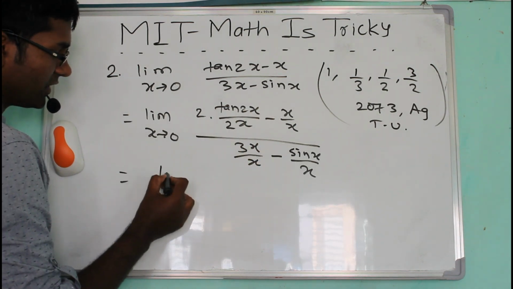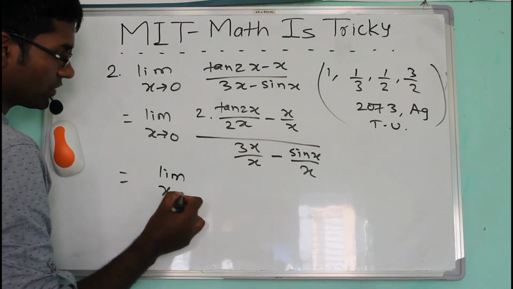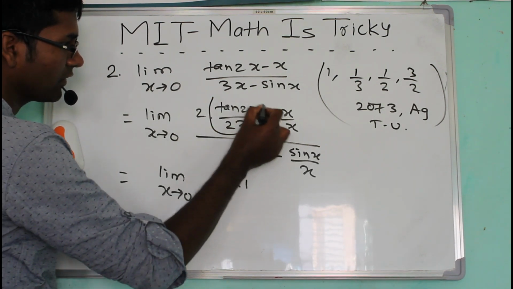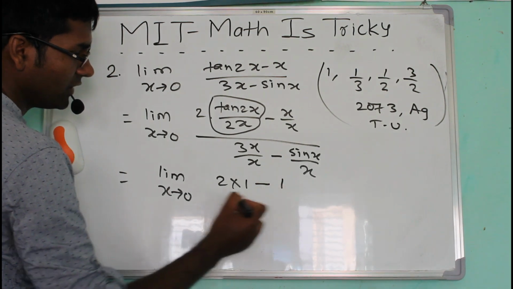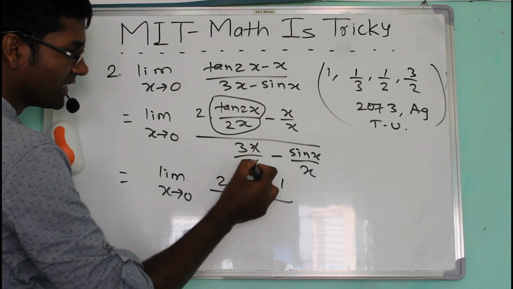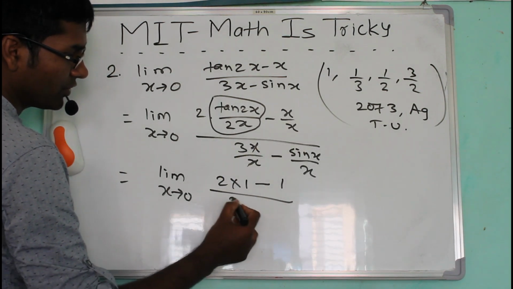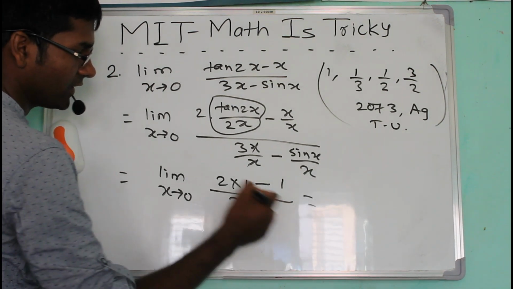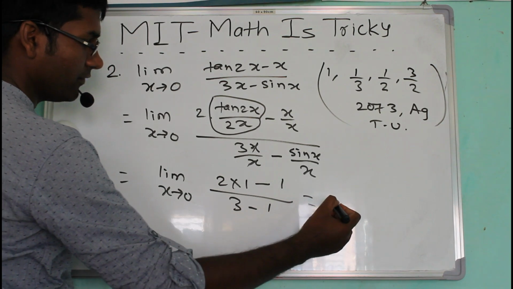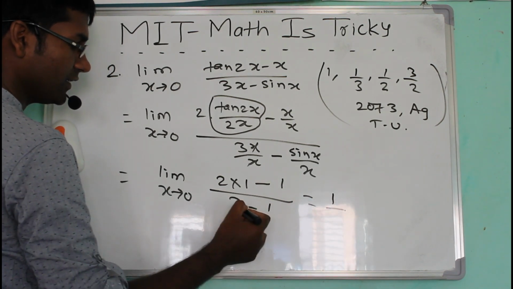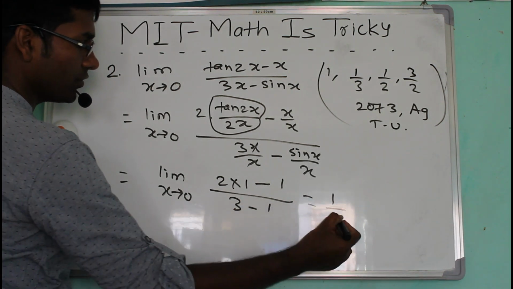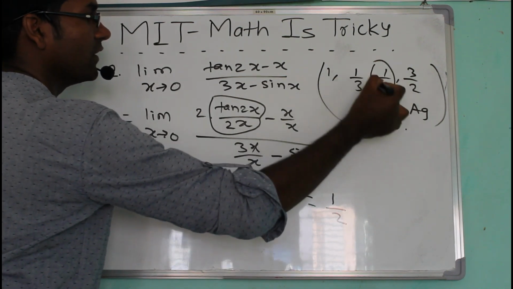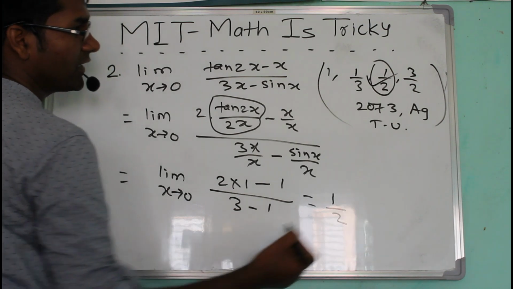So we can write the limit as x tends to 0 of 2 into 1, this is 1, minus 1, and then here 3, this cancelled, so we got 3 minus, again this is 1. So how much did we get? 2 minus 1 means 1, and then 3 minus 1 is 2, so the answer will be 1 by 2. So 1 by 2 is your correct answer.